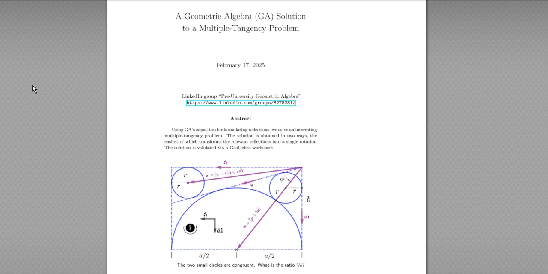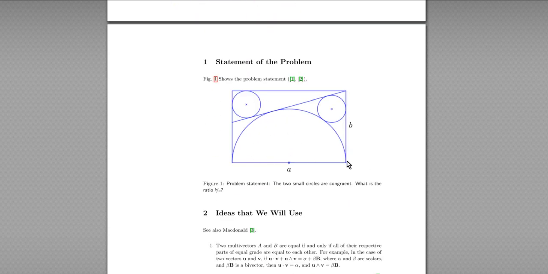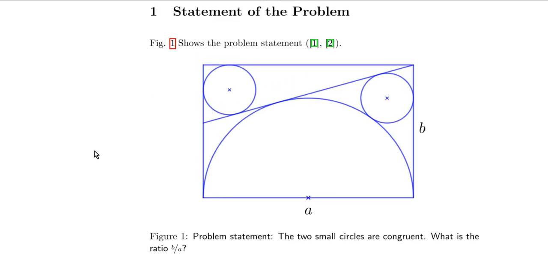In this newest video in our series on doing things with geometric algebra, we will use geometric algebra to solve a nice multiple tangency problem. The problem statement is as follows. We have a rectangle, two small congruent circles, and a line that is tangent to all three circles starting from one corner.